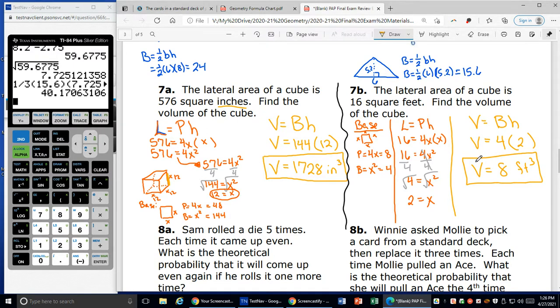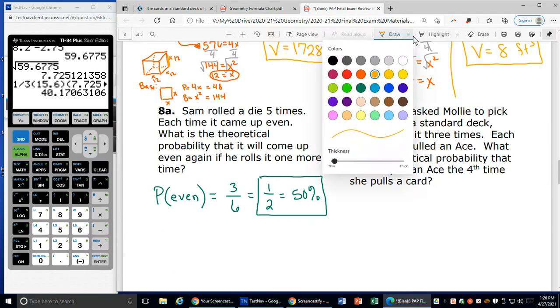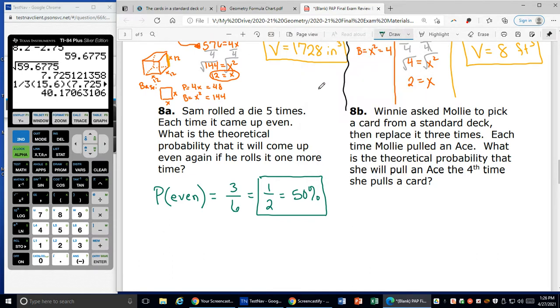Okay, let's look at 8b. Winnie asked Molly to pick a card from a standard deck, then replace it 3 times. Each time Molly pulled an ace. What is the theoretical probability that she will pull an ace the 4th time she pulls a card? Okay, now notice that each time she puts the card back, she replaces it, which means there's no effect on the next card that she pulls.